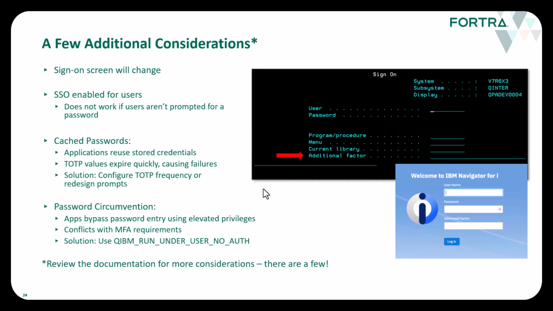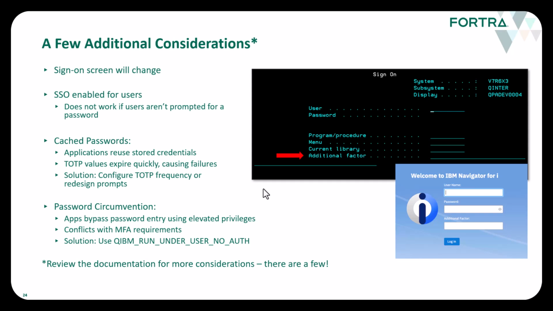Cached passwords, anywhere where there's a stored credential, this is going to potentially be a problem as well. You're going to get some failures because those TOTPs are going to expire, and it's going to be something you're going to have to do some discovery on. Where do you have cached passwords? Are there applications reusing these stored credentials? And then maybe change the frequency of the authentication requirements for the individual profile that's being used, or maybe redesign your prompts. So that might not be a great option. Again, having to change your solutions to make this work. So really got to understand your environment in order to understand where this is going to happen.